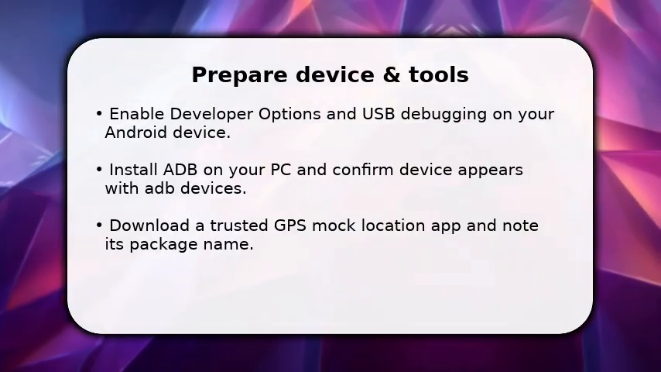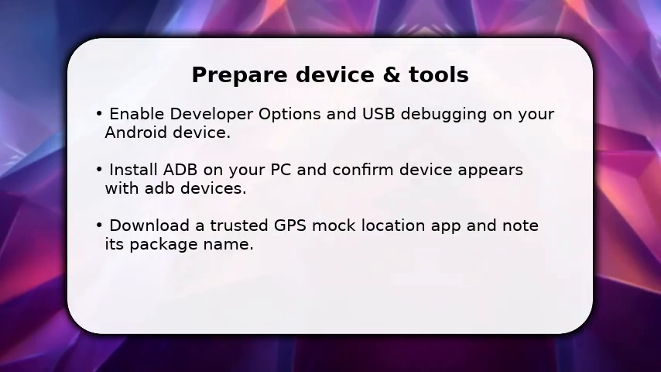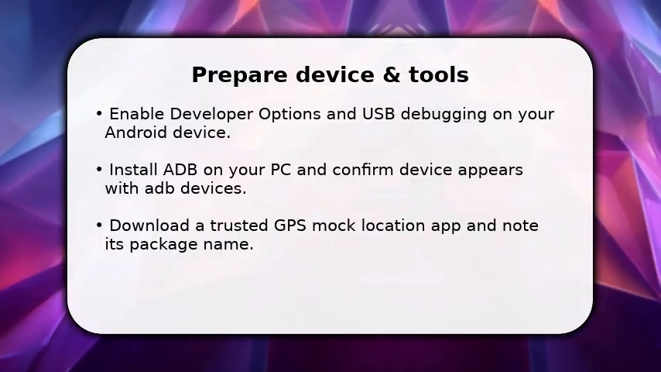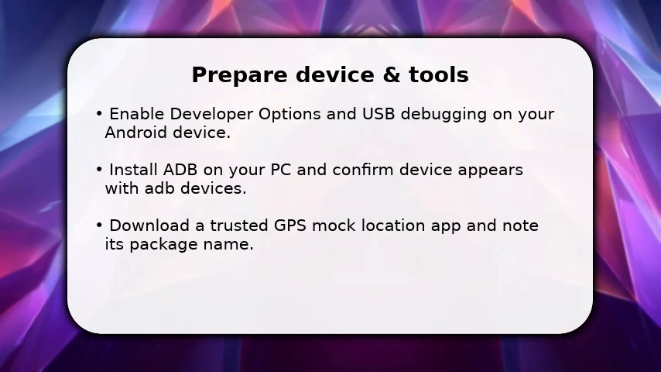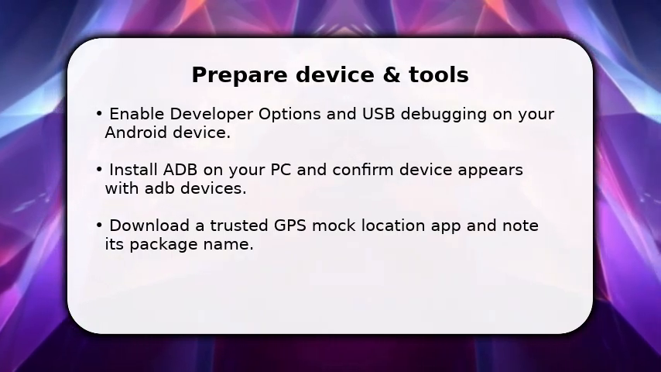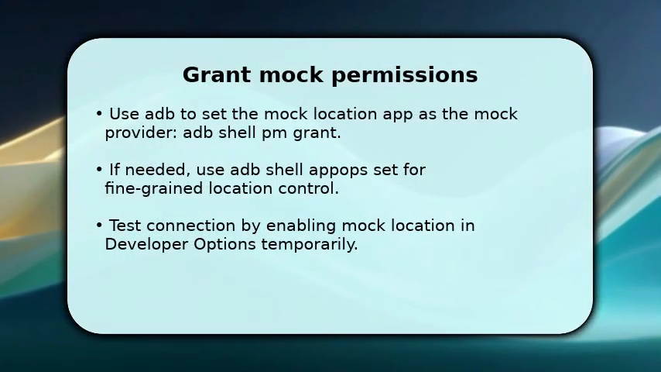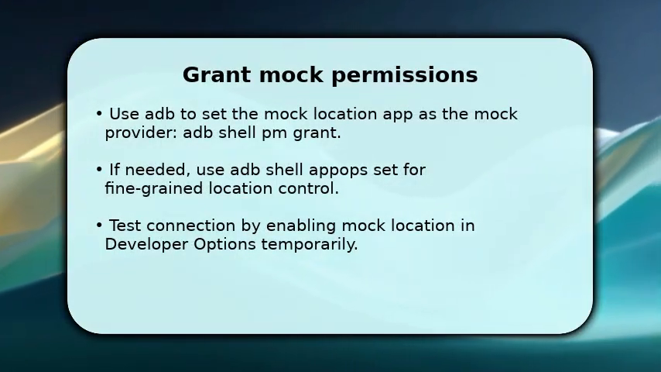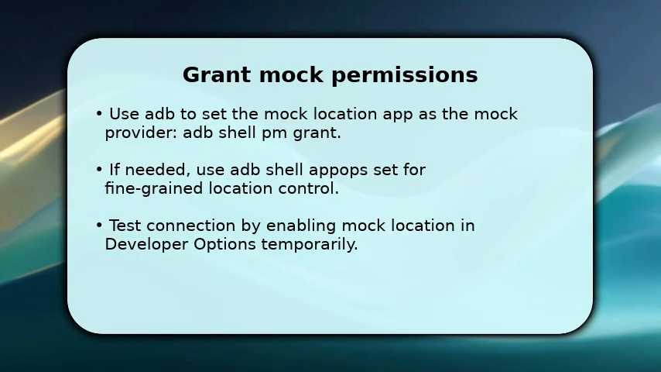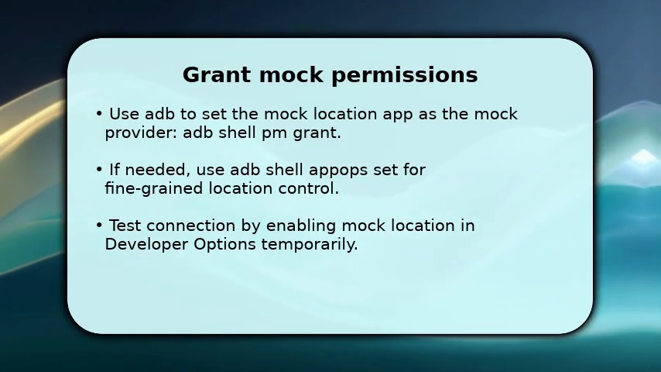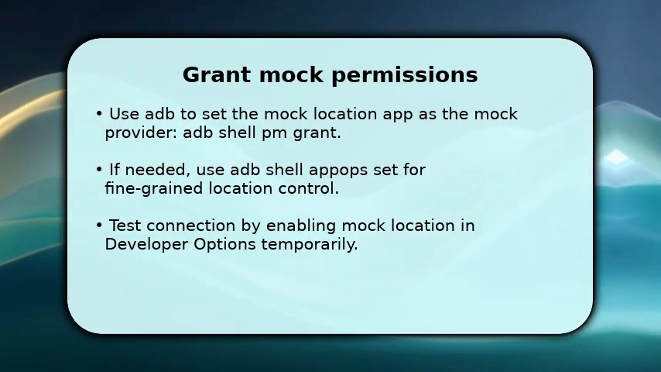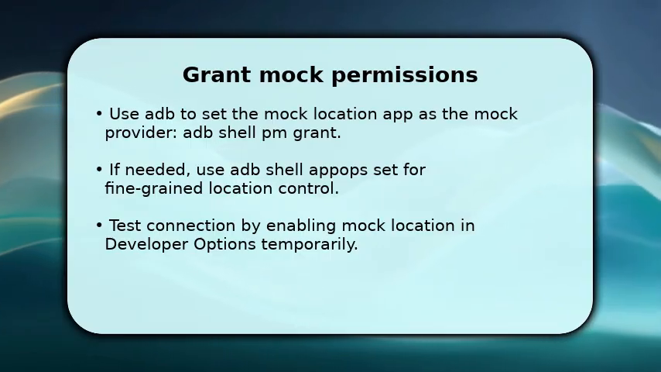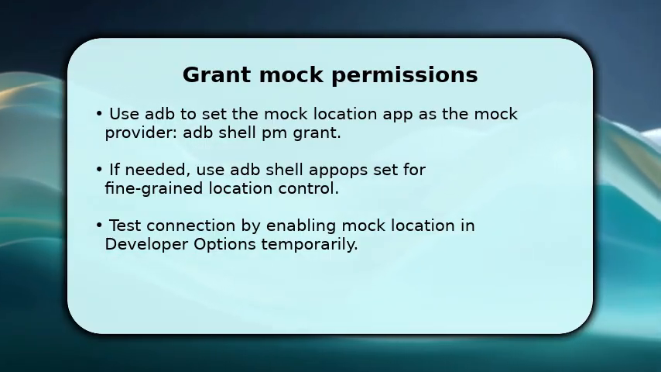grant it permissions next. Make sure battery optimization is off for the app, so Android does not kill background location updates during emulation. Now you use ADB commands to authorize the app. Run adb shell pm grant with the correct permissions for access mock location, or use appops set to allow mock locations. This gives the emulator app the ability to inject GPS coordinates.